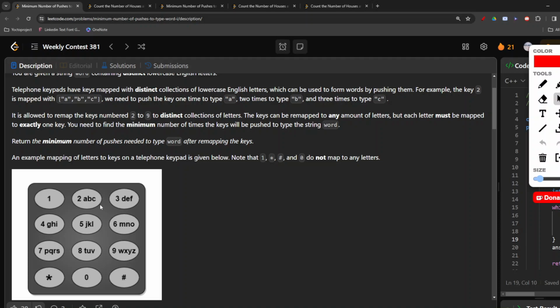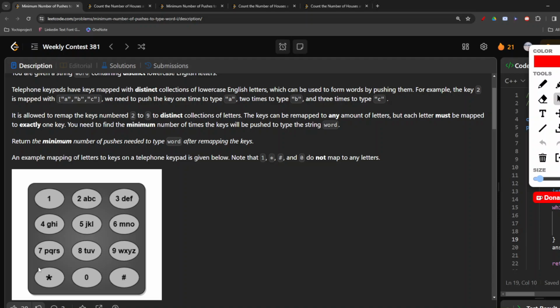Means if we press the 2 key one time, then we will get A. If we press it two times, then we will get B. And when we press three times, then we will be getting C. So now the question asks that we are required to remap all these keys so that we can get an answer which has the count of minimum number of pushes for typing a particular word.